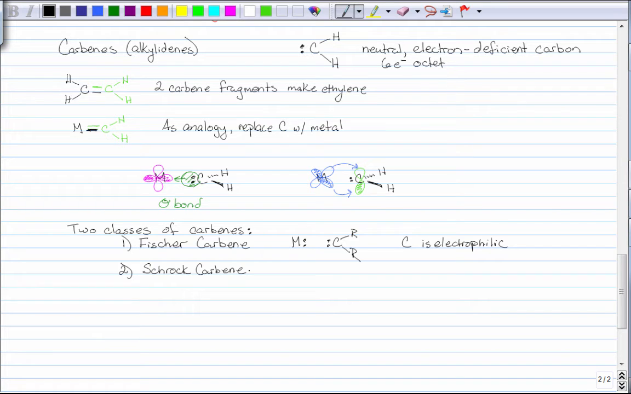In a second class of carbenes, carbon is more nucleophilic. In these, we think of the metal as having a 2+ charge and the carbon having a 2- charge. Both of the electrons from the metal-carbon bond are coming directly from the carbon, or that's how they are behaving anyway. And again, in this case, carbon is more nucleophilic. Depending on the behavior of the carbene, it can be classified as either a Fischer or a Schrock carbene.